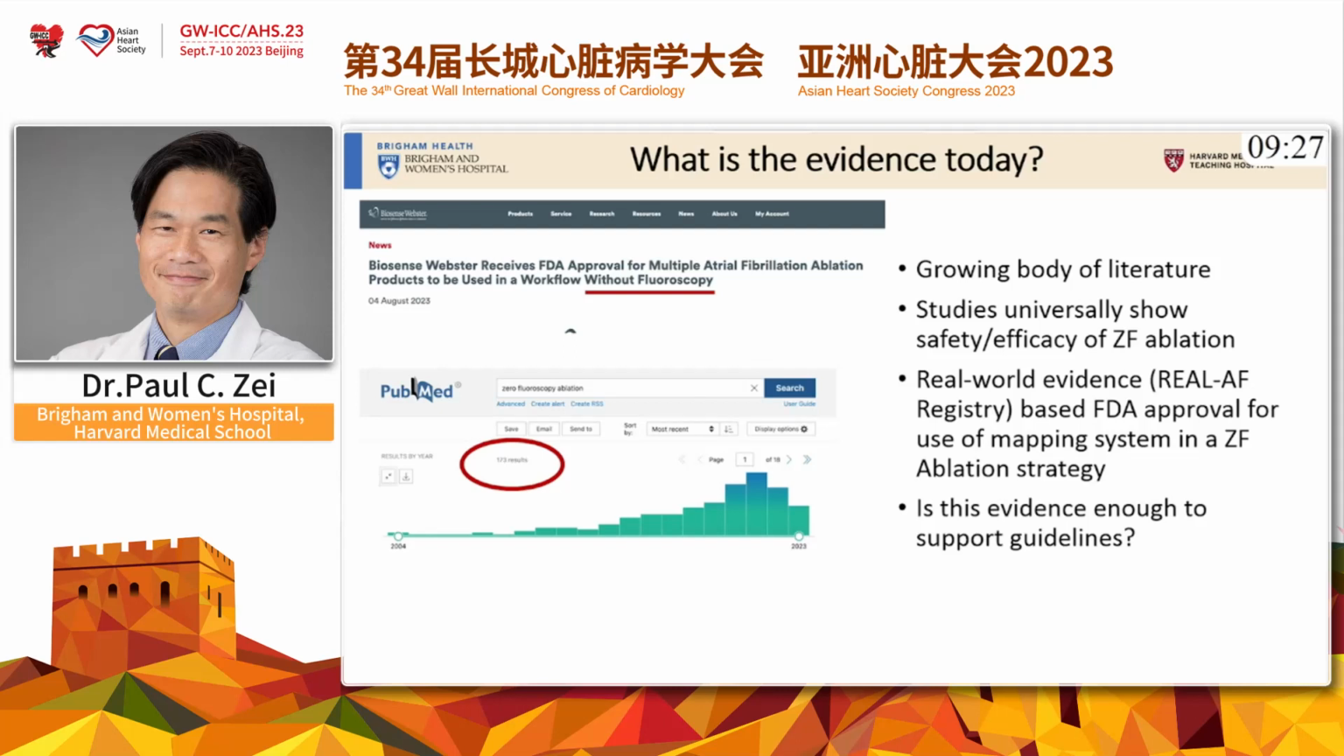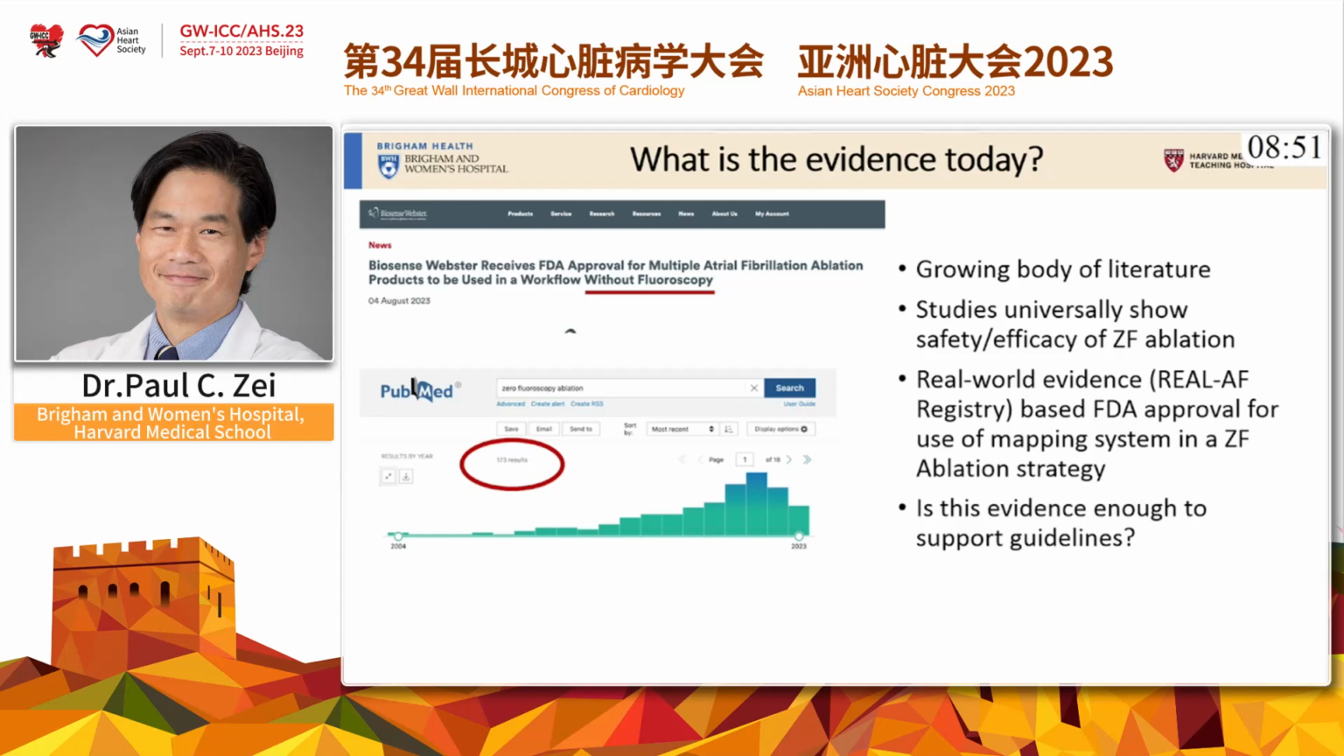So I want to highlight two things that are, I think, very illustrative. On the bottom is a recent PubMed search. There are now hundreds of papers specifically related to a zero fluoroscopy ablation approach, and you can see the exponential growth in publications over the last several years. The last year here, of course, is this year, so it's not complete yet. They have almost universally shown safety and efficacy. Of course, very few of these are RCTs, but in many single-arm studies there are favorable outcomes.